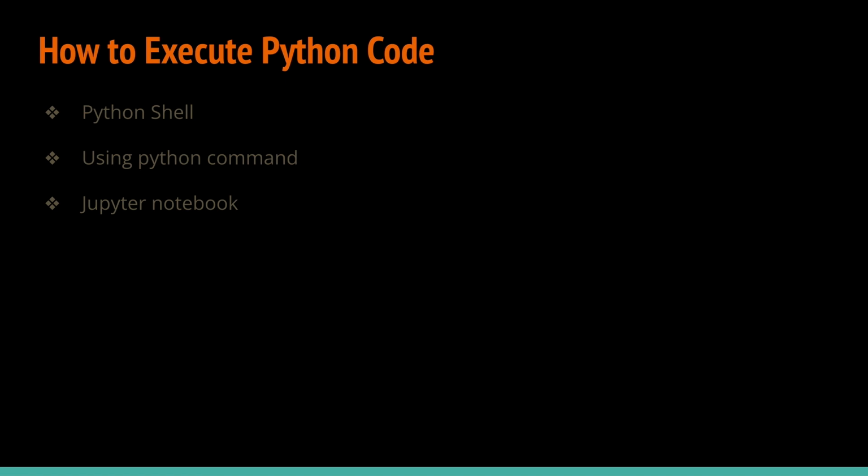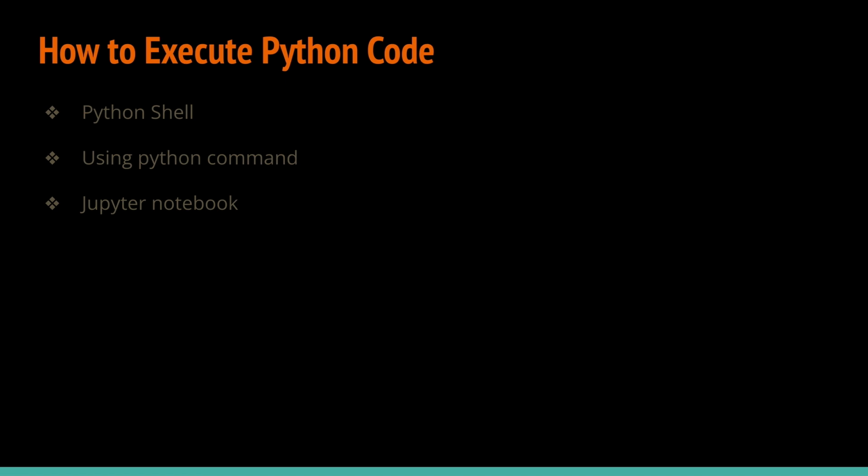Now let's talk about how we can execute our Python code. We can do this in different ways. The first option we can go through is using the Python shell. Also, you can go through the Python command, or we use Jupyter Notebook to execute our Python code. Now let me show you how to use Python shell.